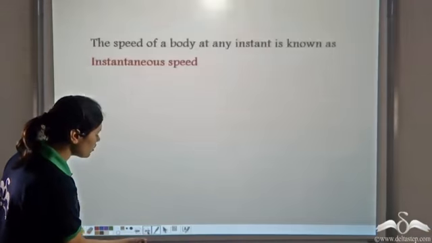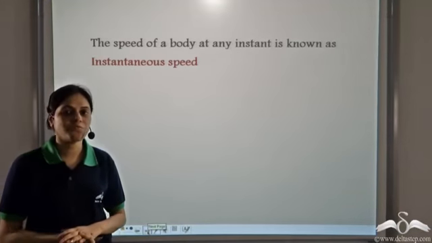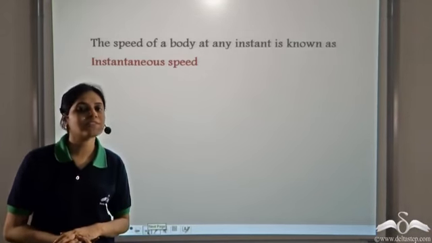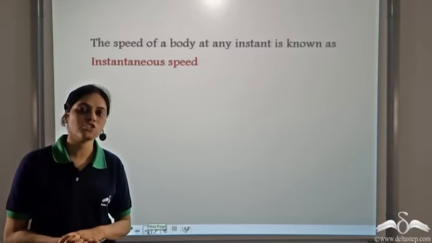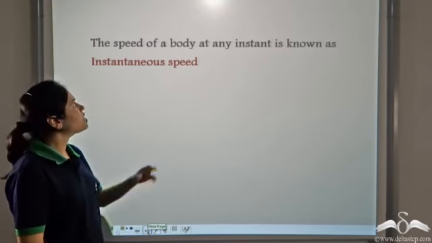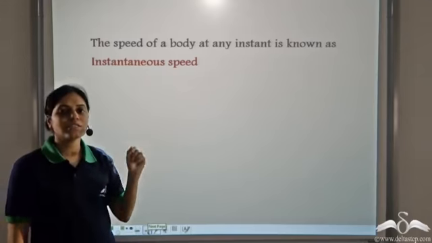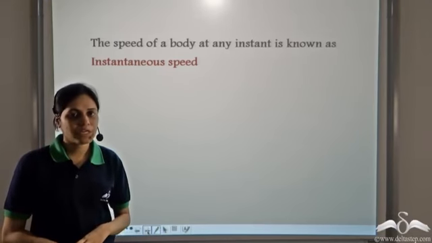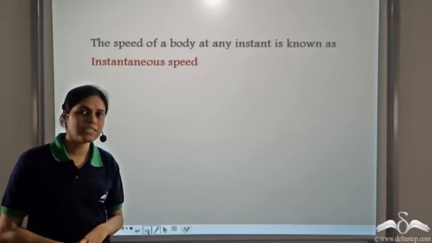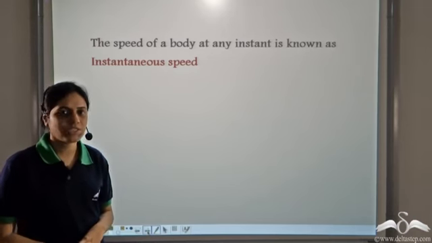However, this is not the case with most of the objects in real life. That is, their speed does not remain constant over time. So we come to the concept of instantaneous speed. The speed of a body at any instant is called the instantaneous speed.